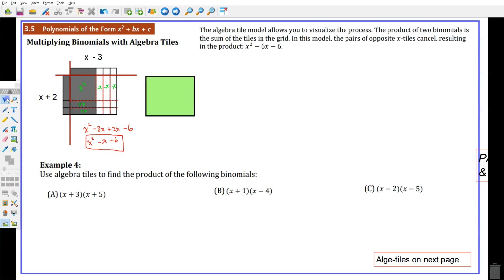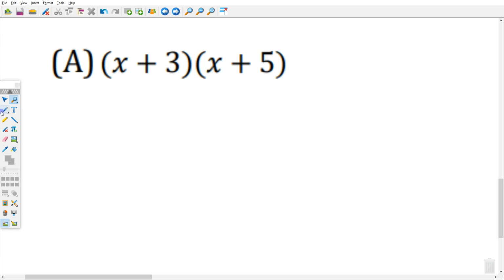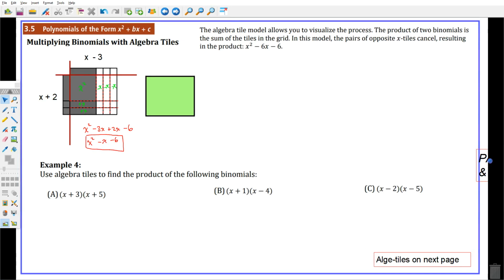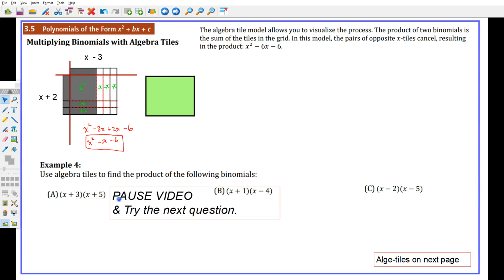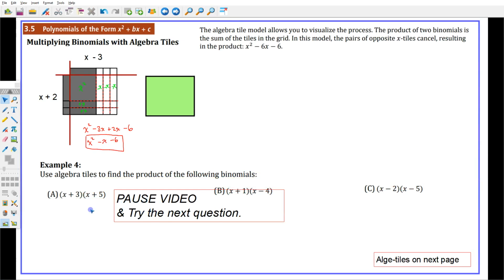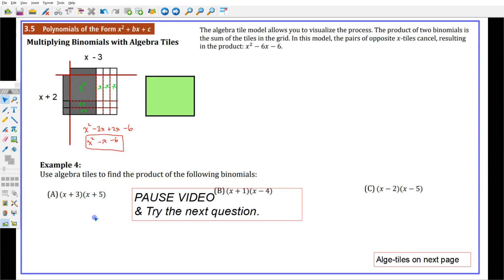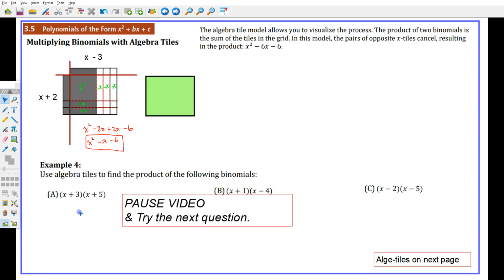So what we'll do here is we'll get you to try this one here, and then we'll do the answer for you on the next page. So why don't you pause the video now and try this one with algebra tiles. There are digital ones on the Google Classroom, there's a link, or you can get the physical ones off to the side of the classroom.